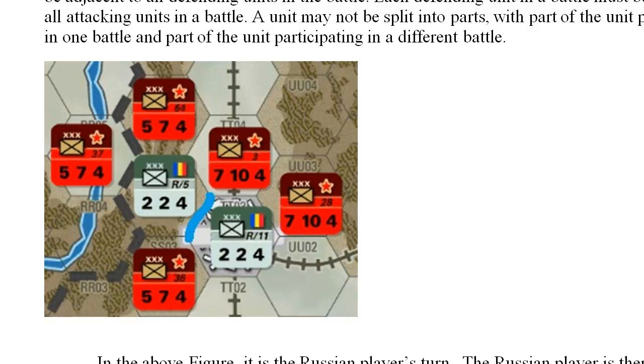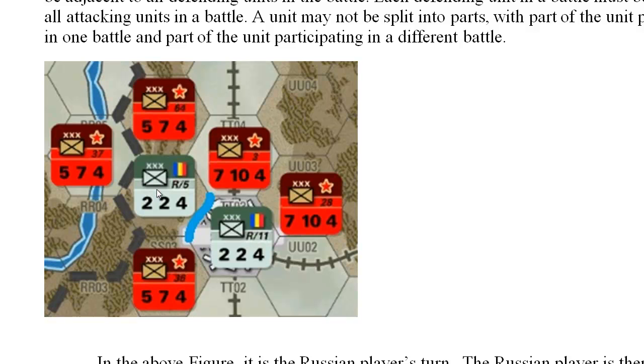Let's consider a more complicated example of combat. Suppose in this case it is the turn of the Russian player. The Russian player has ended the movement phase of her turn and has 1, 2, 3, 4, 5 combat units in the zones of control of these 2 German combat units. The Russian player must now divide the combat into battles. The requirement is that for units to be in a battle, each unit on the attacker side must be next to each unit on the defender side, and each unit on the defender side must be next to all units on the attacker side in the battle.